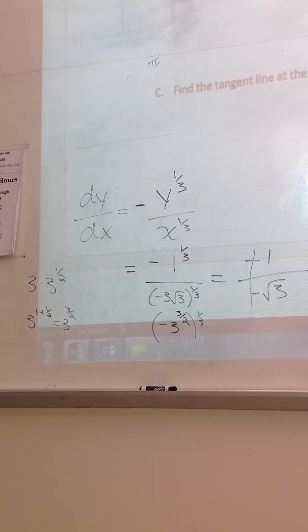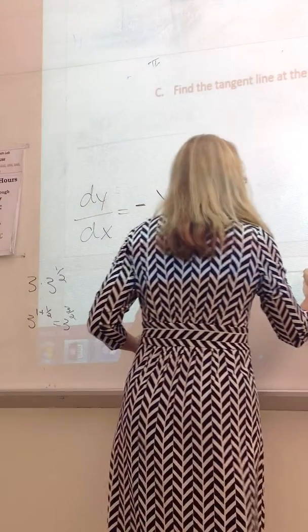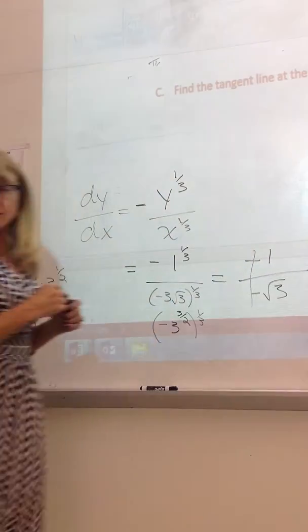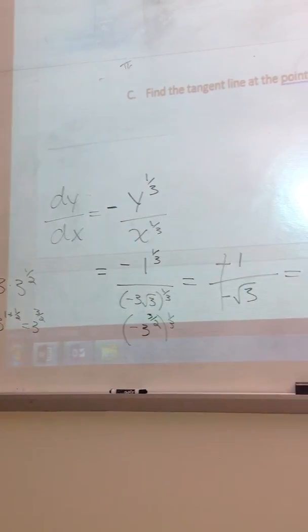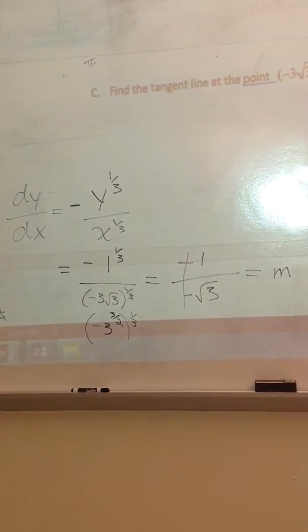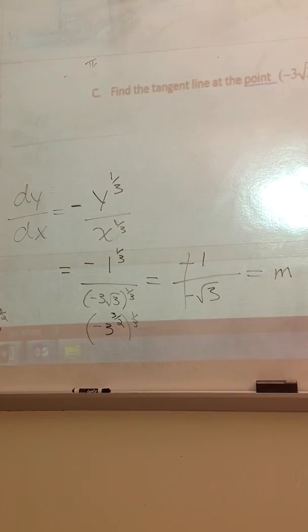Let me just double check. Okay, so that's our slope, and that cleaned up pretty well. I think it was worthwhile to leave it in exact form rather than jump to the conclusion that we had to write it in decimal form. All right, so that is our slope.